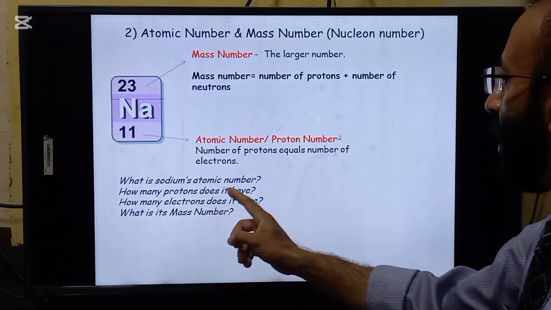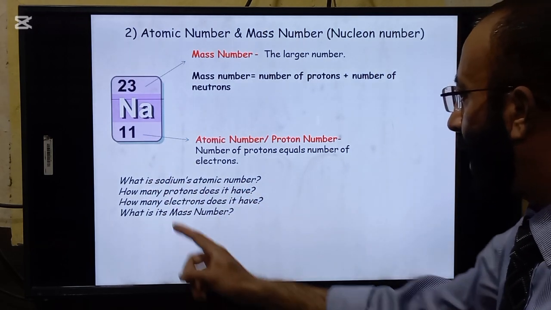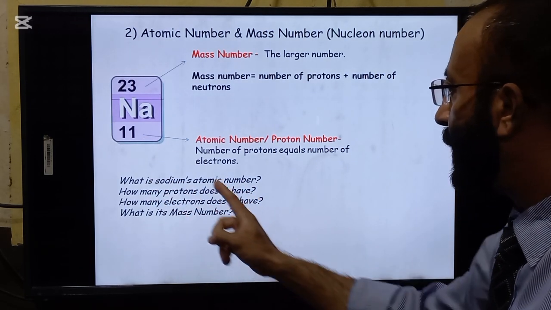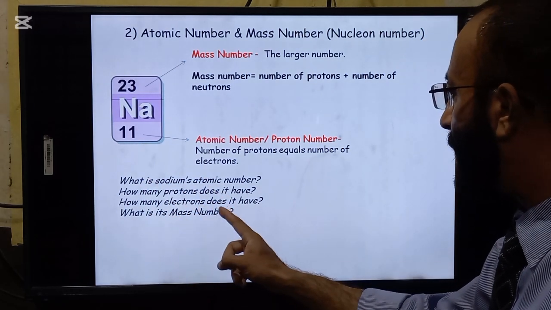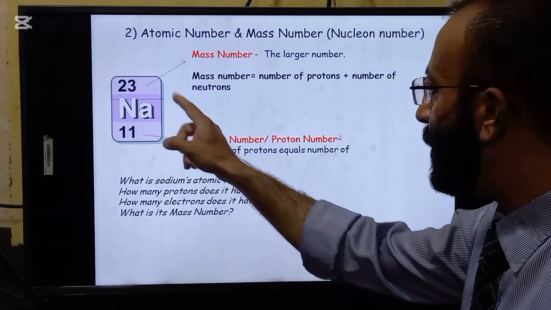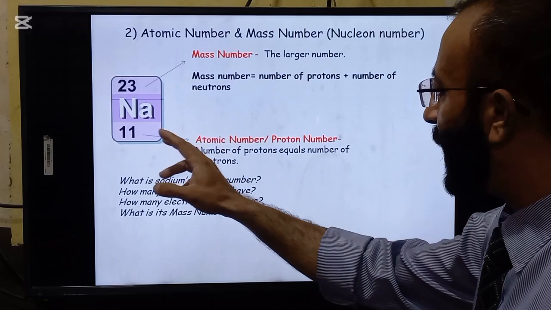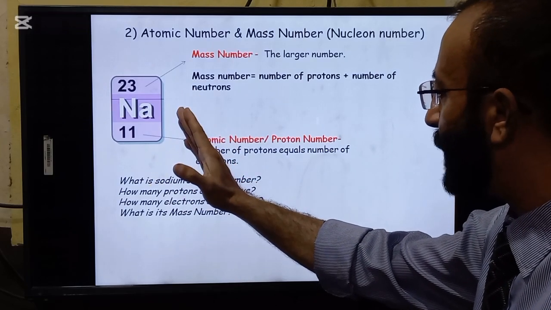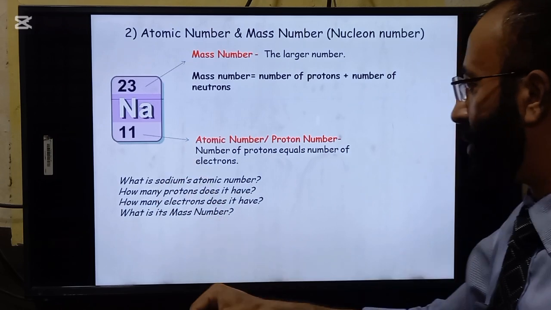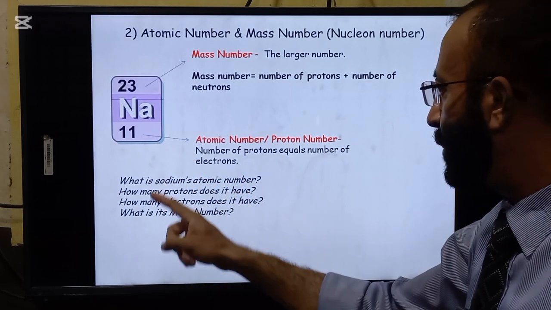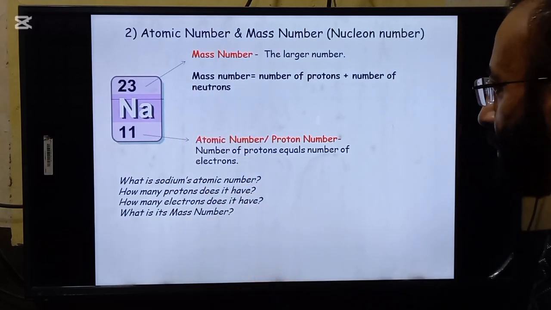What is the sodium atomic number? So atomic number is 11. How many protons does it have? So protons are 11. How many electrons does it have? Because this is neutral, so 11 electrons are here. So when an atom is neutral, the number of the protons is equal to the number of the electrons. So protons will be 11 and electrons will also be 11 because atom is neutral.